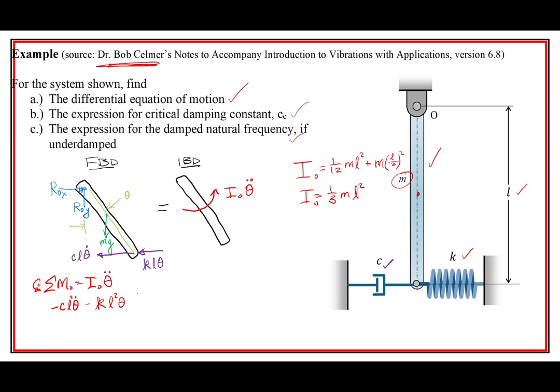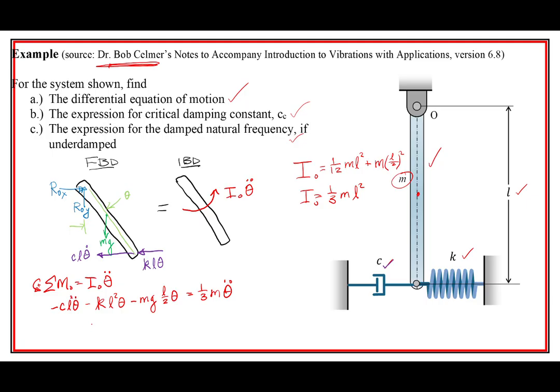We will have minus mg, and I want to say that it's L over 2, times theta, because that's going to be the distance of the arm. That makes sense. Okay, and then it's going to equal 1/3 m L squared theta double dot.